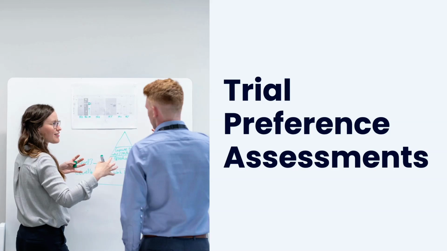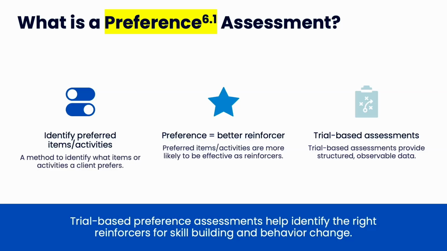We're going to talk about our last type of preference assessment, and these are trial-based preference assessments. You're going to modify the environment to determine the preference. We're identifying the preferred items and activities. It's a method to identify what items or activities a client prefers. When somebody has a preference, it makes something a better reinforcer.